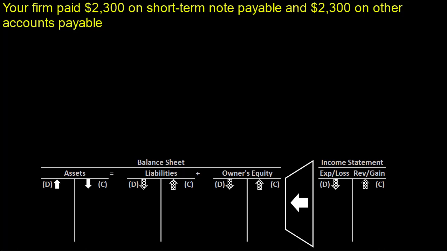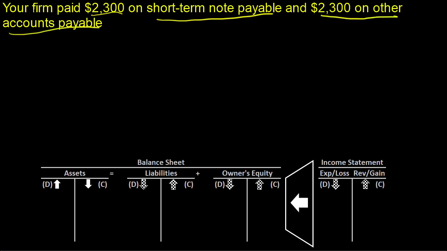All right, so this is a question that a lot of people might think is tricky, but it's not tricky. It's meant to see if you can actually know what's going on, if you actually are paying attention and are aware of the transactions. So let's get into it. Your firm paid $2,300 on a short-term note payable and $2,300 on other accounts payable.